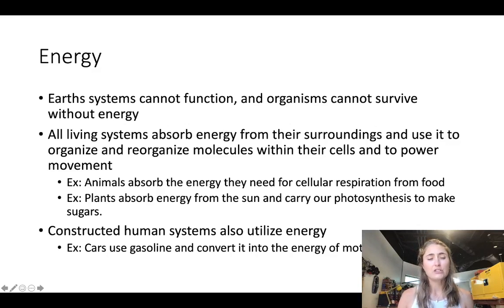We also have constructed human systems that utilize energy. For instance, gasoline can be a form of chemical energy. We can convert that gasoline into the kinetic motion of that car moving by breaking chemical bonds, which is a form of chemical energy. So all these different systems, whether they be living, non-living, or constructed, all require some form of energy, and that energy just keeps getting moved around.